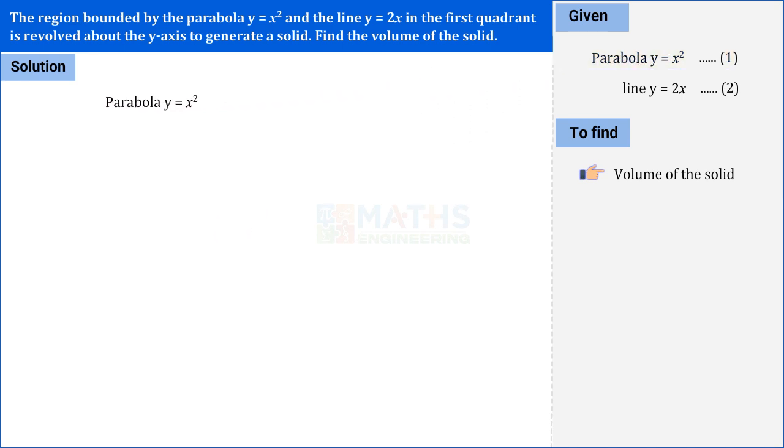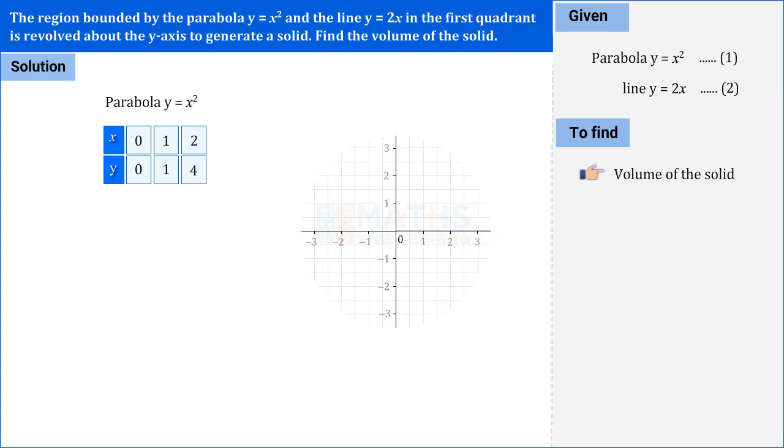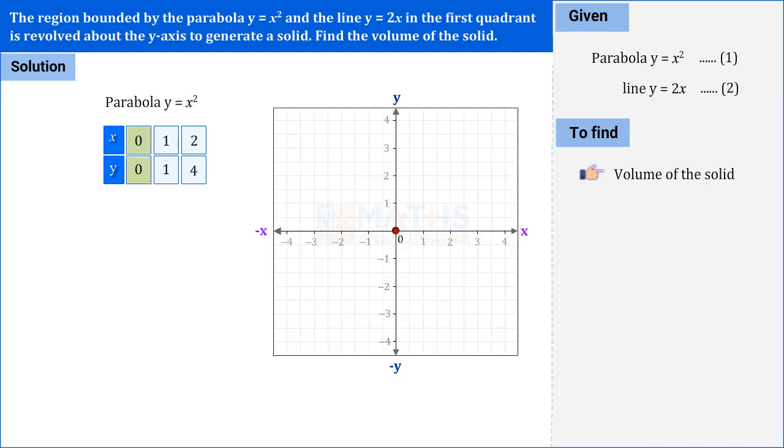We first plot the parabola y is equal to x square. For this we substitute some x values, find the corresponding y values. Substitute x is equal to 0. What do we get? We get y is equal to 0. Substitute x is equal to 1. What is y value? Y is equal to 1. Substitute x is equal to 2. We get y is equal to 4. Plot these points 0, 0, 1, 1, 2, 4. Connect these points. This is the parabola y is equal to x square.